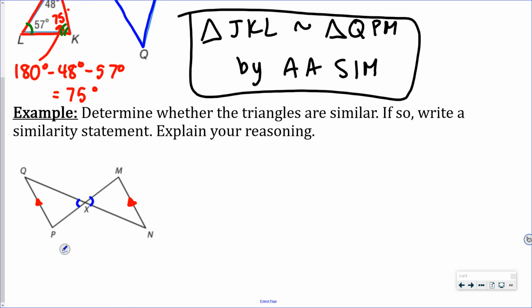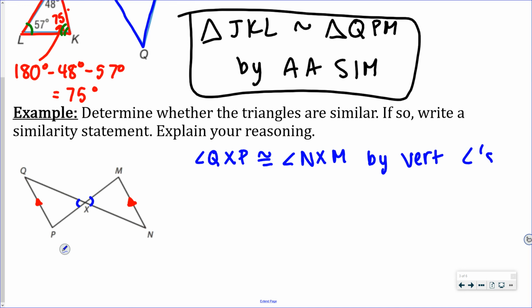Okay, let me just jot this down. I'll come back to you, Tyson. So we can't call that angle X and angle X because it has two angles coming off. QXP is congruent to angle NXM by vertical angles. Okay, Tyson, you had another pair? Q and N are alternate exterior or interior.